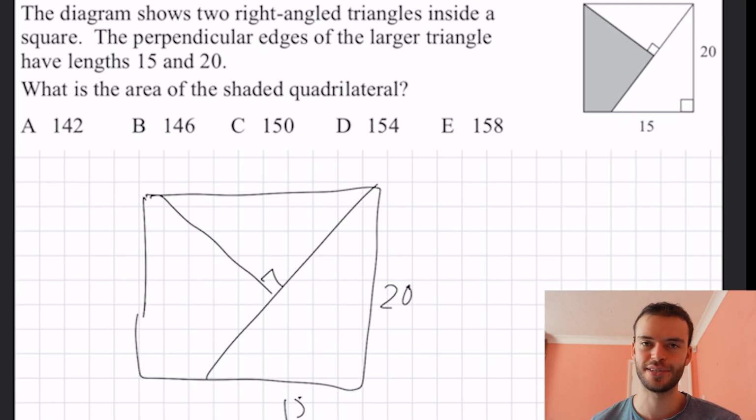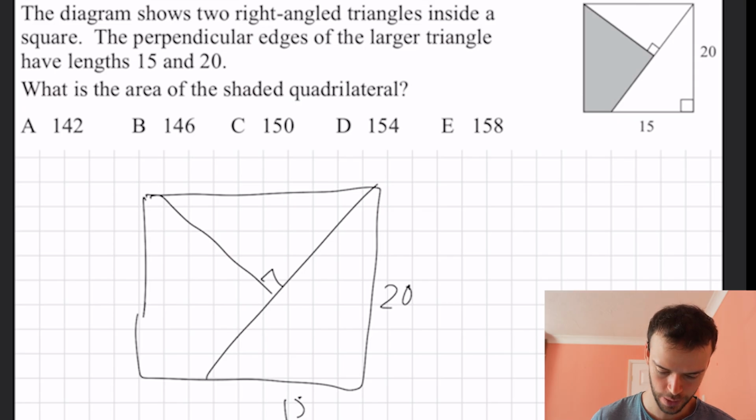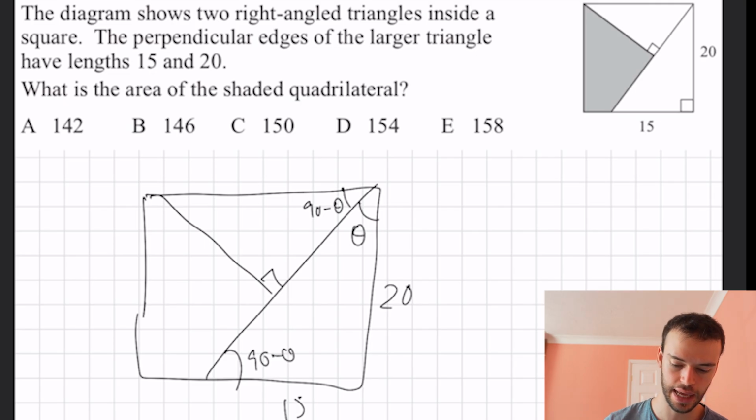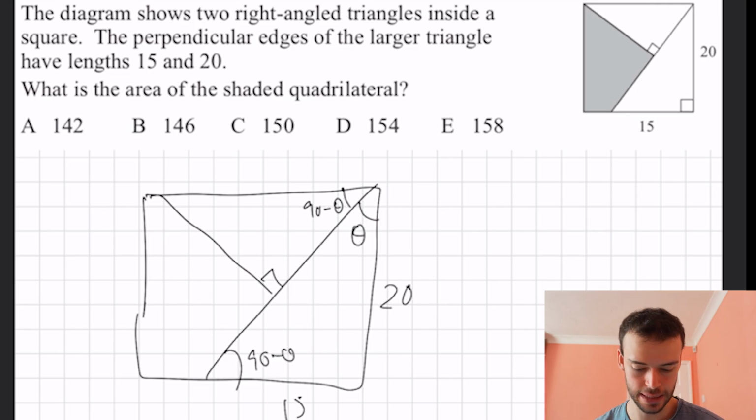Now, I think there's going to be some sort of trick in this question, and we'll see why. What happens if I label this angle as theta? Well, since it's a square, this angle here must be 90 minus theta. Okay, what would this angle be? It would be 90 minus theta, since angles in a triangle sum to 180, and this angle here is 90.